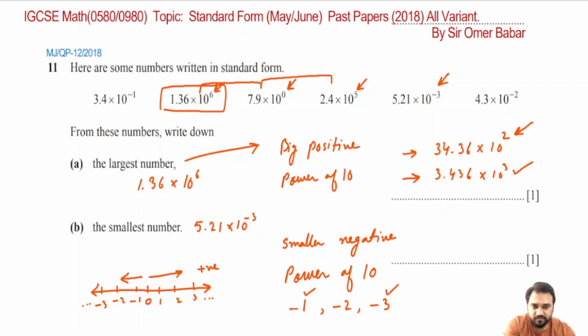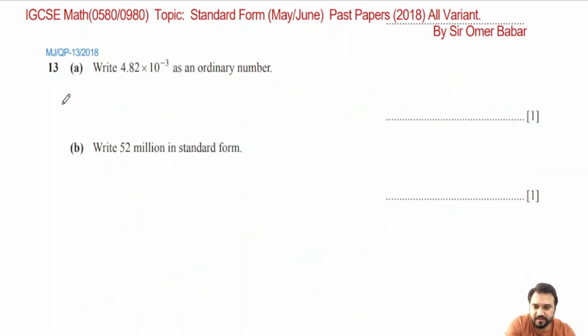Now moving towards our next question, question 13, that appeared again in 2018. The question paper was 1 and the variant was 3. Question says write this number as an ordinary number. In the beginning of this video, I told you 216 is the ordinary form of the number. When we convert this number into some power of 10 like this, 2.16 into 10 raised to power, how many digits did it cross? 2, so positive 2. This number becomes a scientific form or standard form of the number.